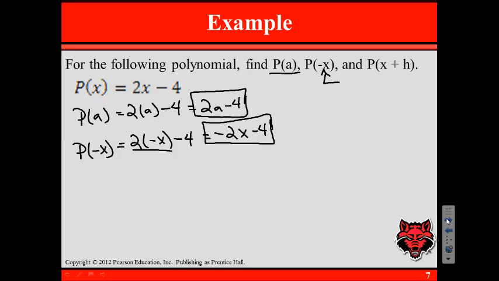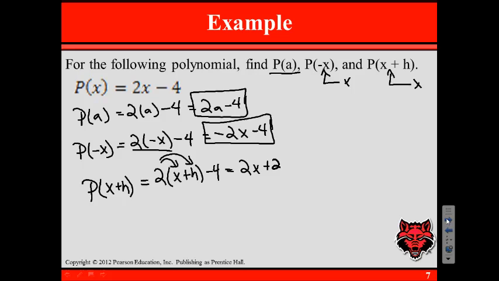And last, let's replace x with x plus h. Remember, we want to put this in parentheses when we introduce a new variable into the problem. So 2 times, in parentheses, x plus h minus 4 equals, to simplify, let's distribute the 2. This becomes 2x plus 2h minus 4.